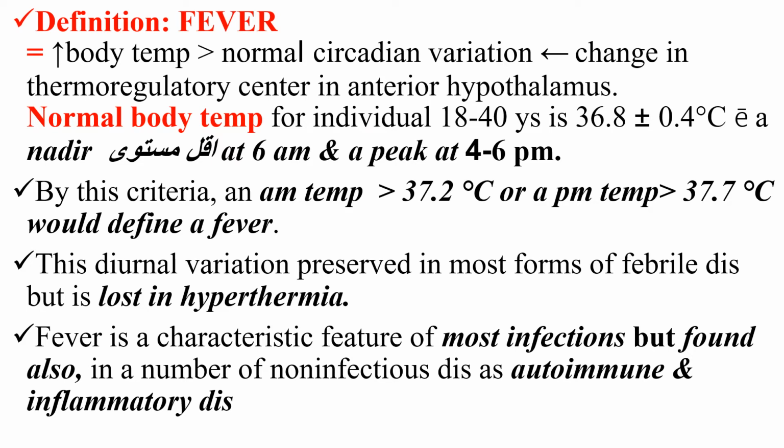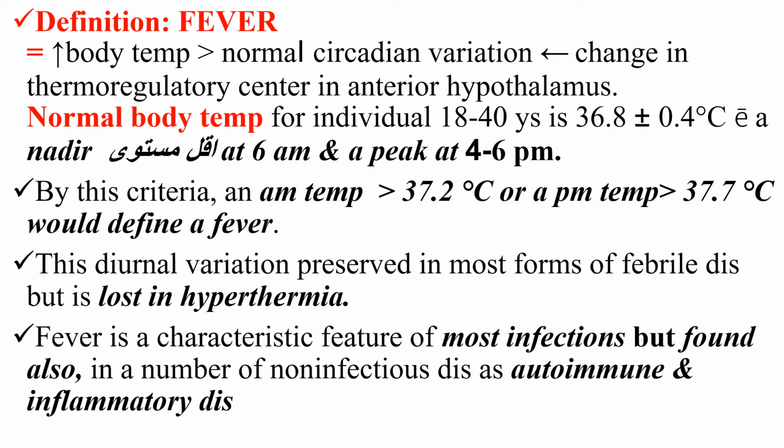By this criteria, an AM temperature above 37.2 degrees centigrade or a PM temperature more than 37.7 degrees centigrade would define fever. This diurnal variation is preserved in most forms of febrile disease, but is lost in hyperthermia. This is important.